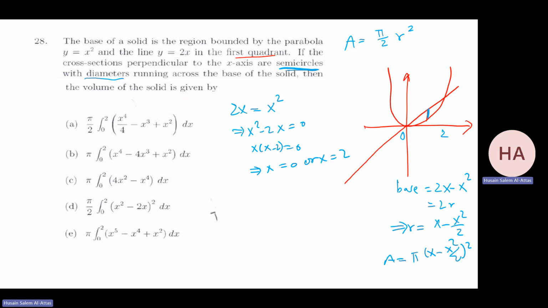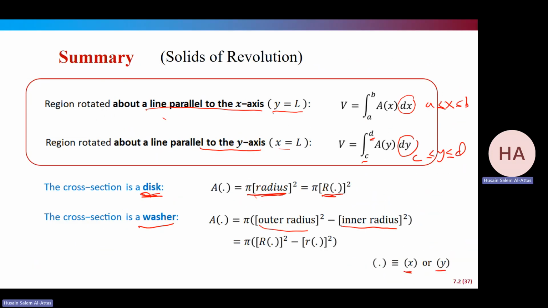Okay, so what is the volume then? The volume will be the integral from 0 to 2. By the way, the cross section is perpendicular to the x-axis, so I'm dealing in terms of x. If it's perpendicular to the y-axis, I deal in terms of y. Okay. What's this here?